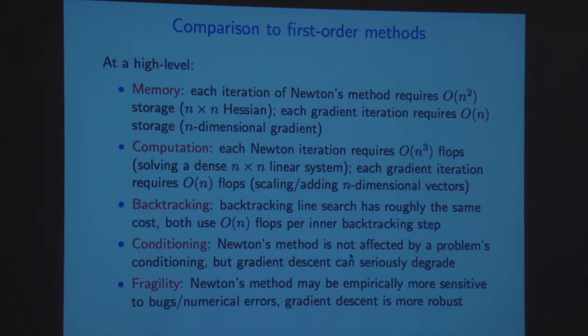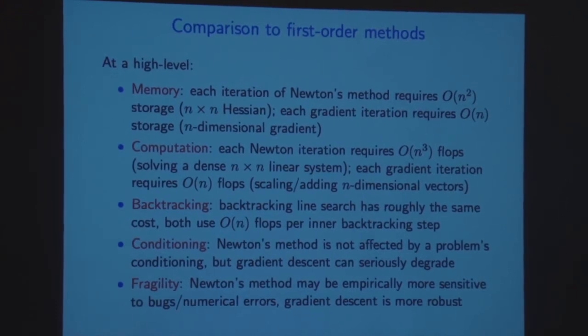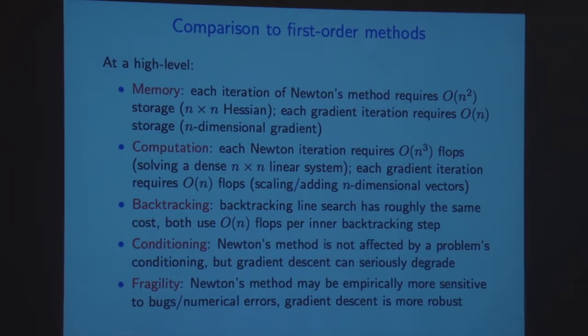Conditioning. In principle, Newton's method is not affected by a problem's conditioning, right? Any affine transformation is going to leave the steps unchanged. Gradient descent can be seriously affected by conditioning. In fact, the method can degrade if we have a poorly conditioned problem.